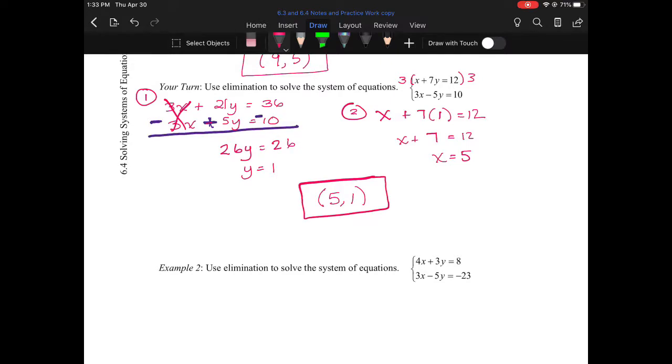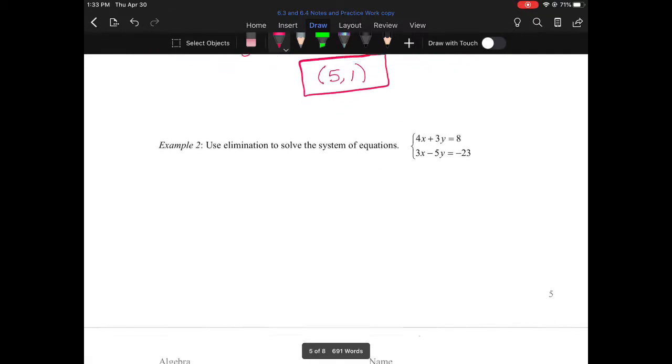All right, so there's the first your turn when we had to multiply one equation. We got 5, 1 as the solution.